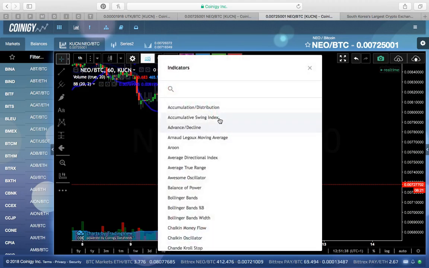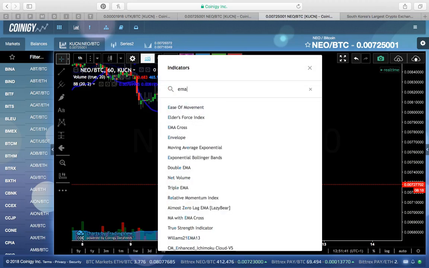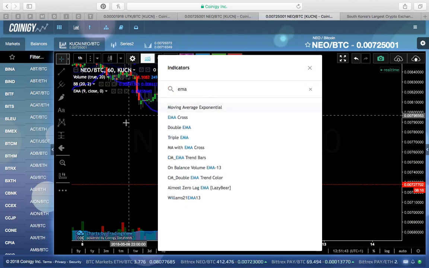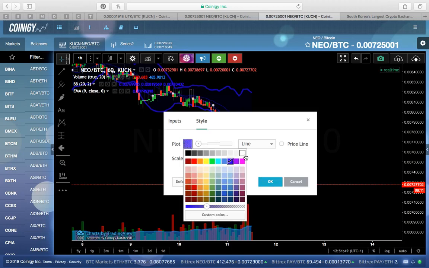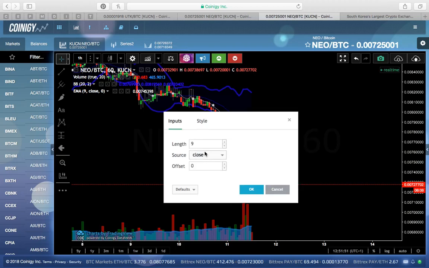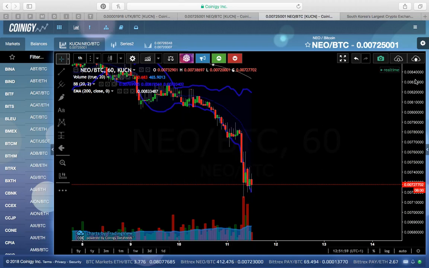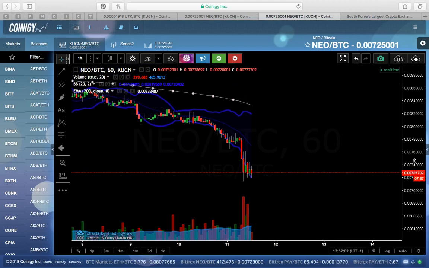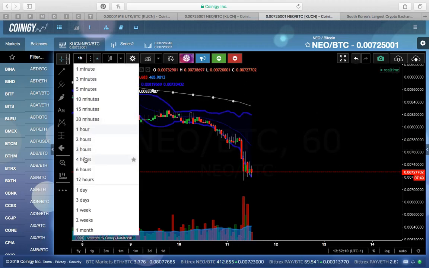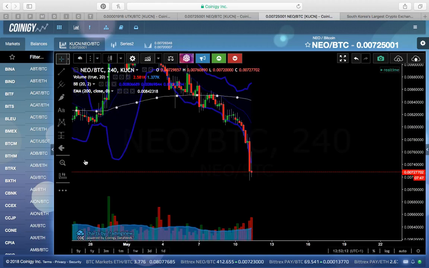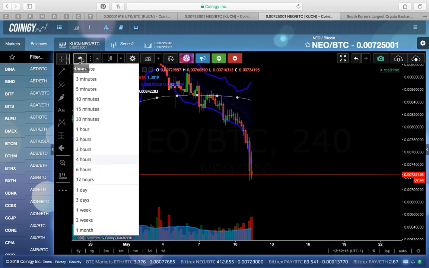The indicators, EMA, go to settings. That is white. I always use white for the 200, it's just how I remember it. You can use what colour you want, but if you follow me, just use the same. So we see it's showing us we're in a downtrend, which is pretty obvious. The 200 EMA is quite far above, so if we go up to another time frame, see where it is. Again, Neo not having a good week.